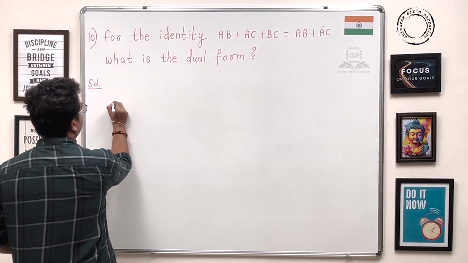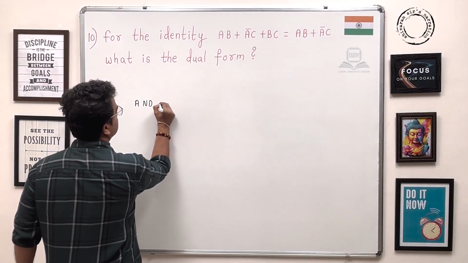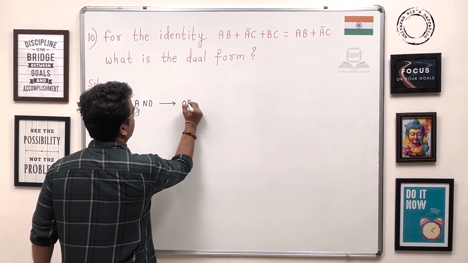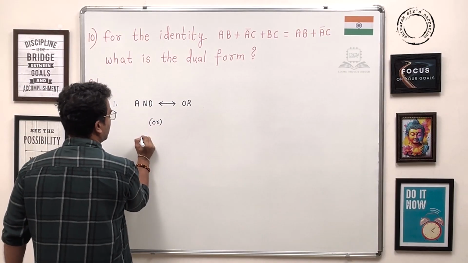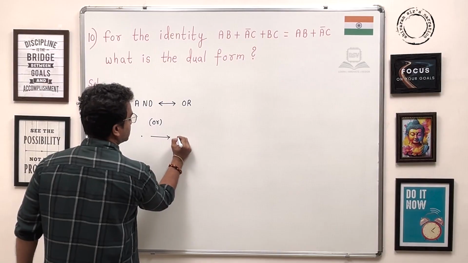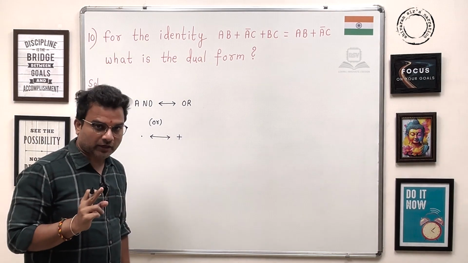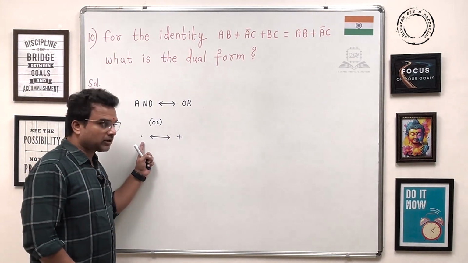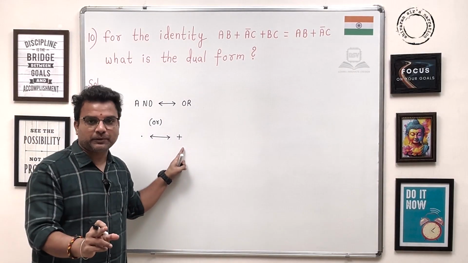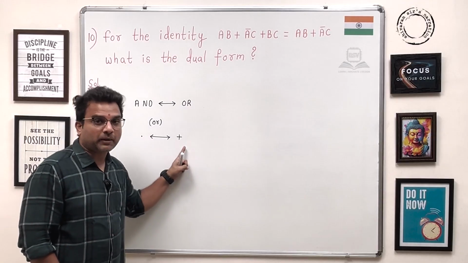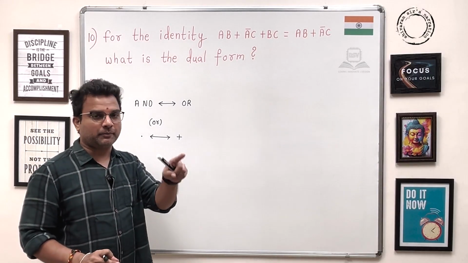Step number 1, we need to replace AND with OR, similarly OR with AND. For better understanding you can remember it this way: dot can be considered as plus, plus can be considered as dot. In fact, in digital electronics we need to call this dot the AND operation and this the OR operation. Strictly speaking, you should not say dot or plus, because plus comes under arithmetic operations.